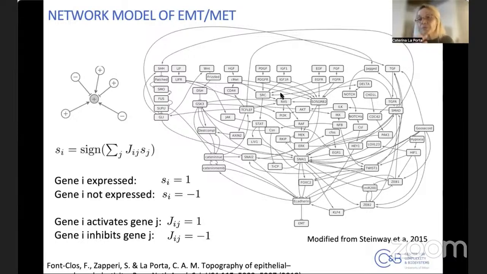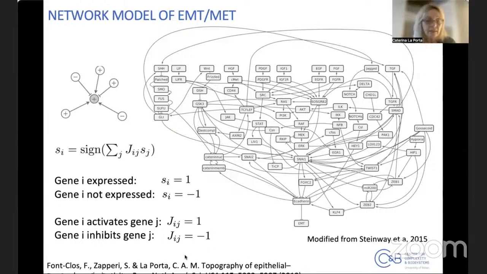And as I showed you before, the process is reversible. So we added the other nodes, and now this network is reversible. So it's possible to go from E to M or M to E, and the strength of this network is that now I have the capability in silico to knock out or overexpress one specific gene and see what is the outcome.